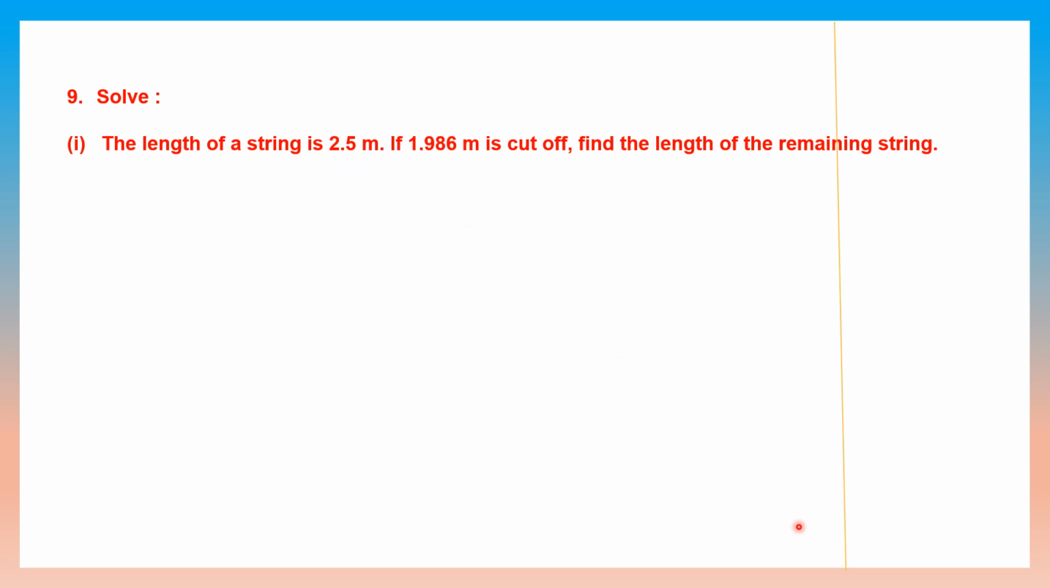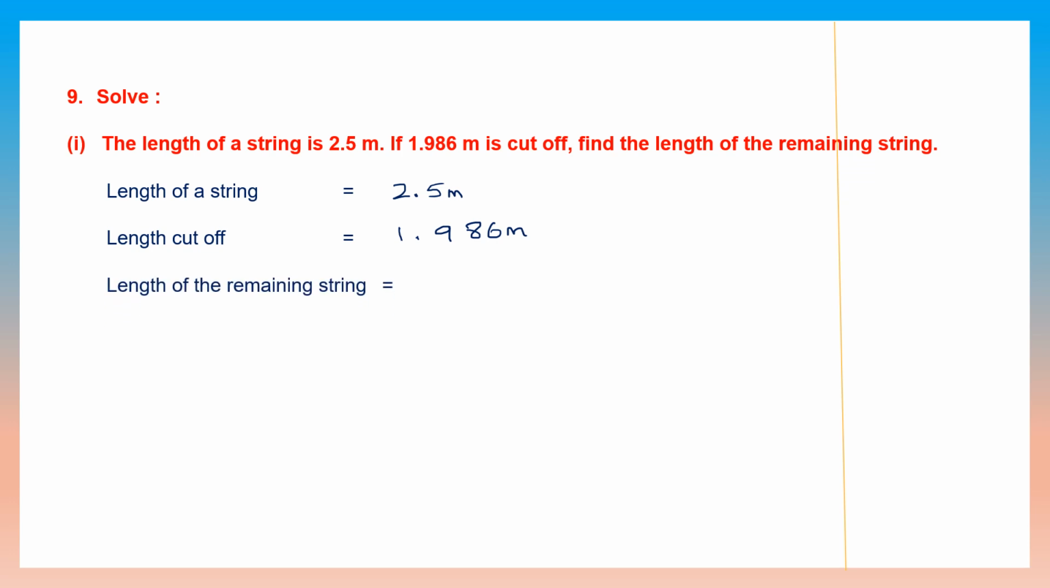So let's begin with the statements. Length of a string. What is the length given to us? 2.5 meters is the length of the string. Now, what is the length that is cut off? The length that is cut off is 1.986 meters. Now, to find the length of the remaining string, we should subtract. We should do 2.5 meters minus 1.986 meters. So, let's subtract that.